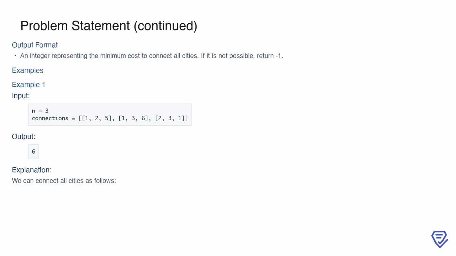Let's look at some examples to better understand the problem. In the first example, we have 3 cities and 3 possible connections with their respective costs. Connecting city 1 to city 2 costs 5, connecting city 1 to city 3 costs 6, and connecting city 2 to city 3 costs 1. The task is to determine the minimum total cost to connect all 3 cities such that there is at least one path between every pair of cities.